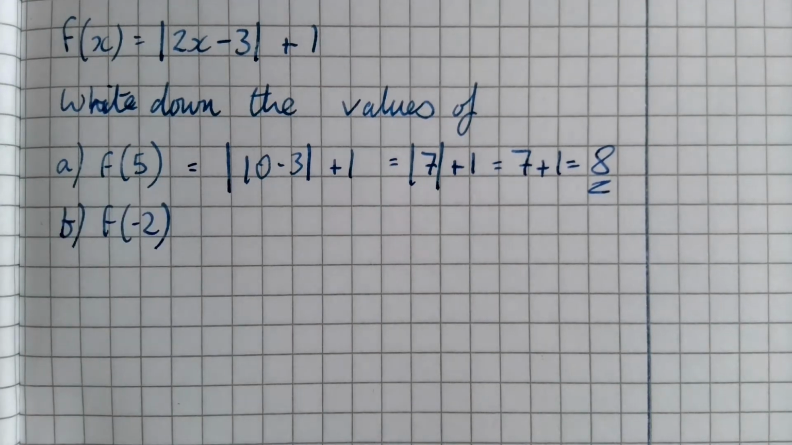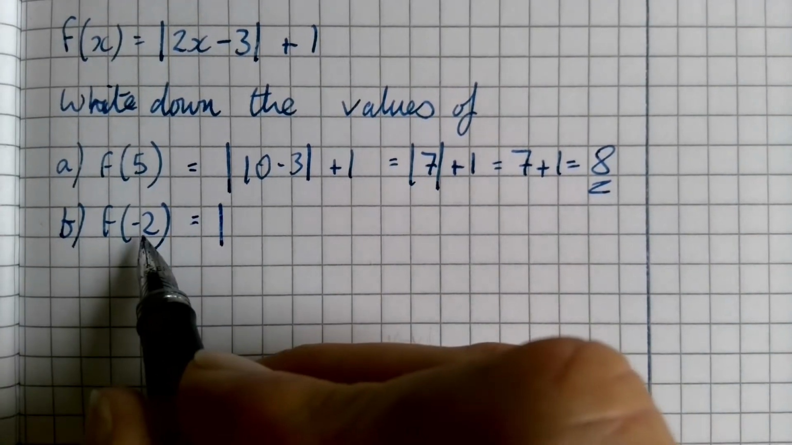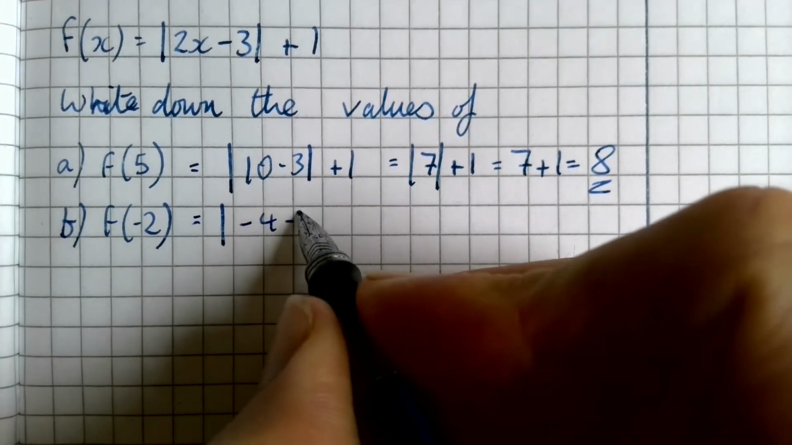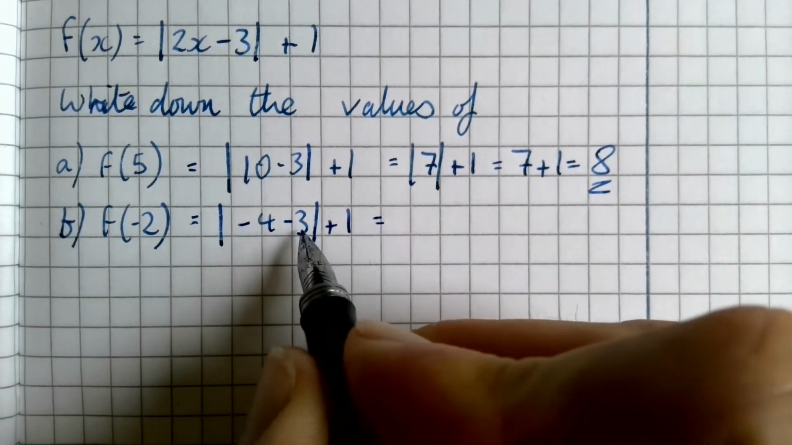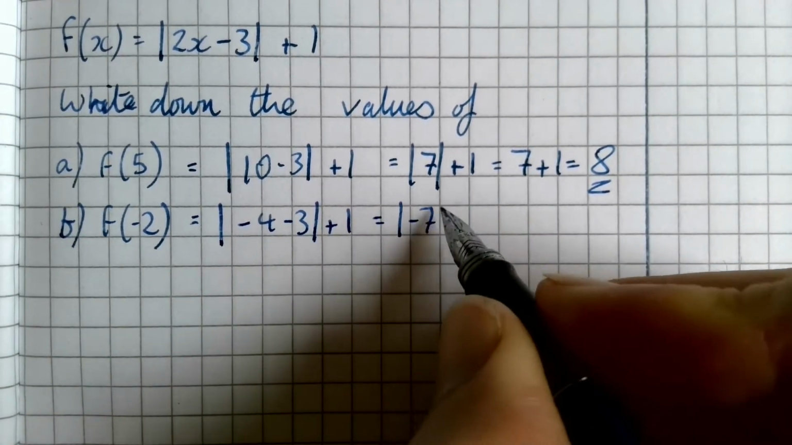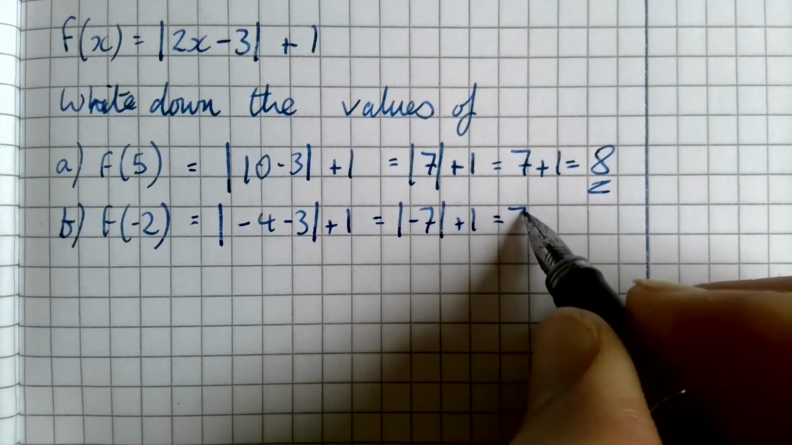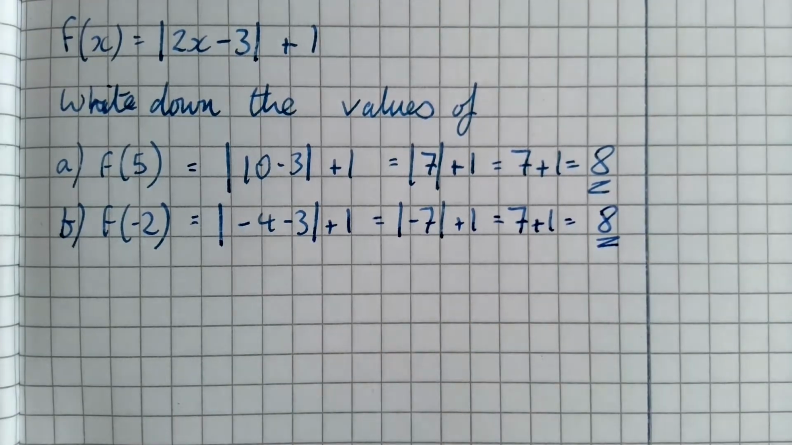Have a little go at what happens if x is -2. Pause the video, all that stuff, and moving on. We've got, well, -2 times 2 is -4 take 3. And then plus 1, well, that's going to make -7, which we then add 1 to, but because it's a modulus, it's actually just 7, so we still end up with 7 plus 1 is 8, so we've got the same answer.